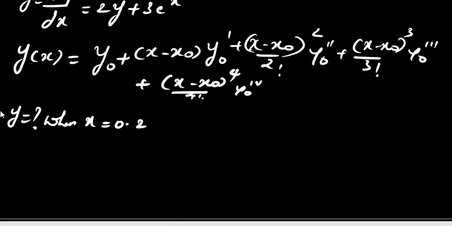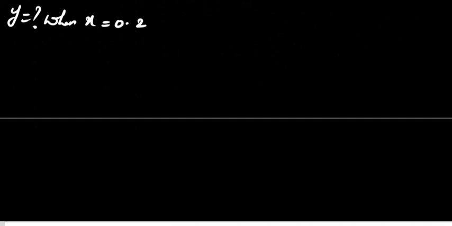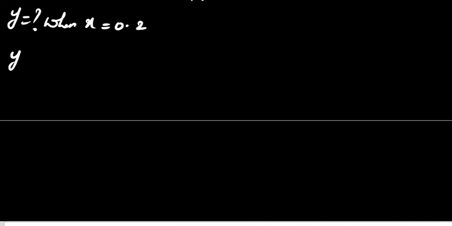So we have all the values except these derivatives. So we will start finding its derivative, and we'll start substituting the values also. So y dash is given in the question, that is 2y plus 3e power x. So we need y naught dash.